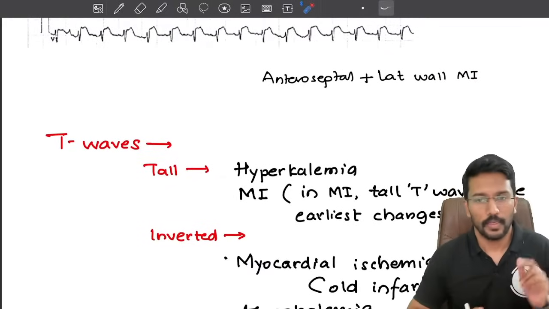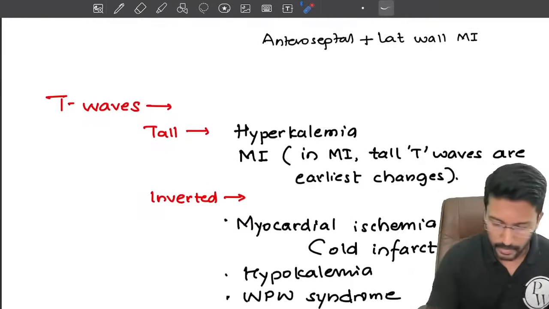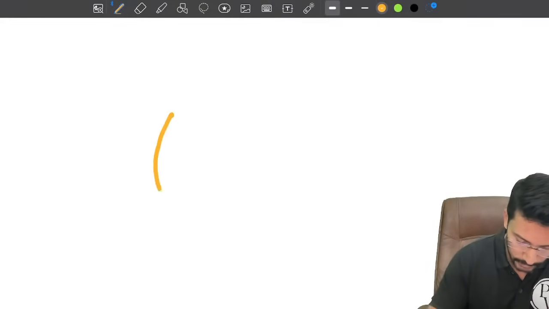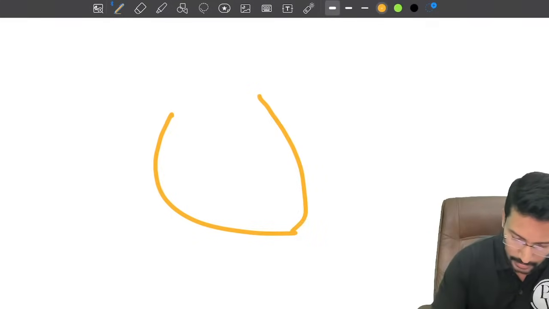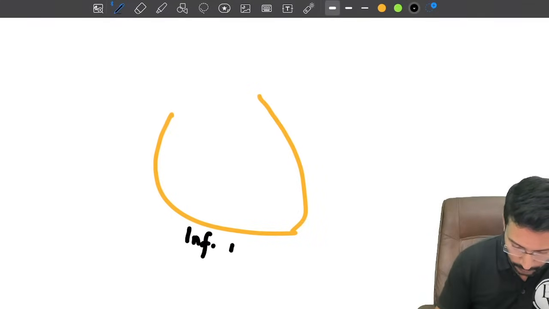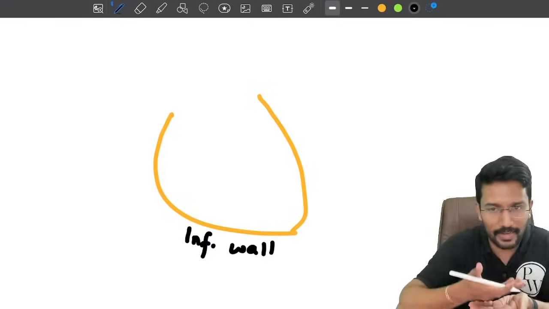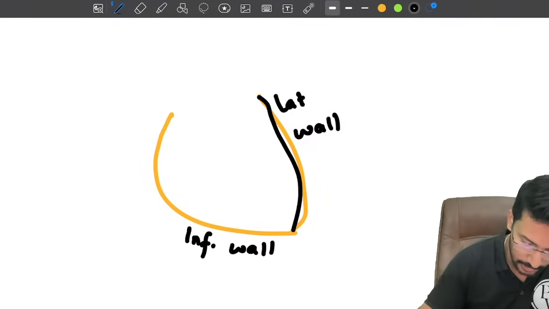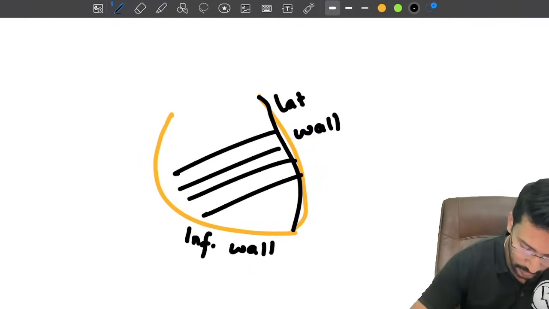Okay. So in the ST segment, okay, I will give you a small table. See, when you look at the heart, the heart has an inferior wall which is resting on your diaphragm. Then it has a lateral wall on the lateral side, right, and it has an anterior wall. This is the anterior wall. Now the blood supply to the heart comes from two blood vessels.